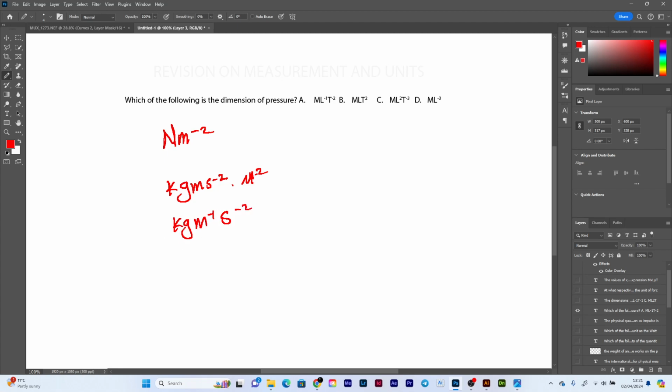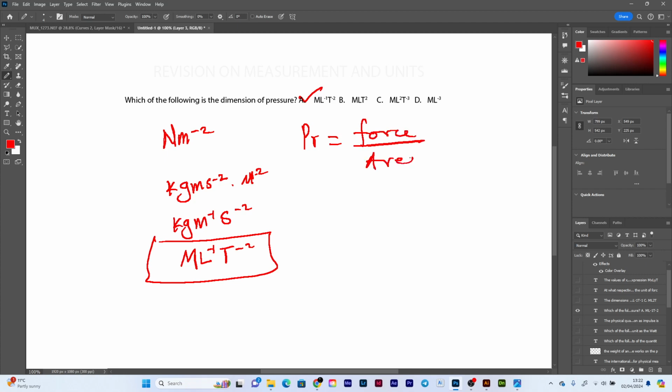So if you replace kilogram with capital M, you have this. Capital L, you have this, and capital T, you have this. So which one has this as part of the options? Option A is the right answer. Now, however, if you don't know all these units, if you want to solve it normally, this is how to go about it. Pressure is going to be force all over area. So break everything down to what? Fundamental. That's mass times acceleration divided by area, which is going to be length times breadth.